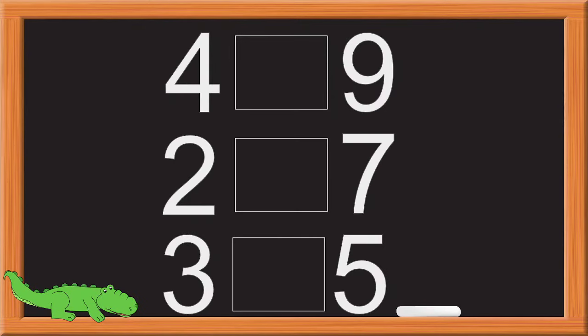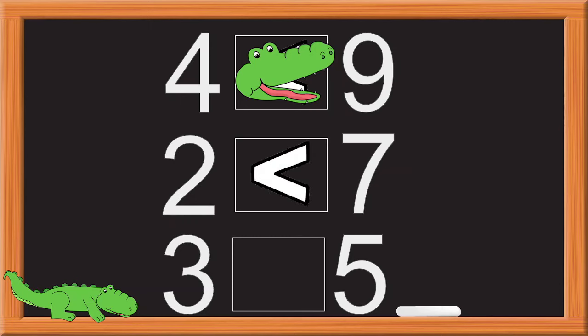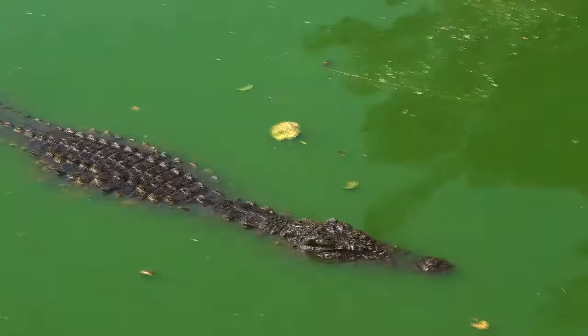Let's try some number sentences. 4 and 9 are not equal. Is 4 greater than or less than? You're right, it's less than. So the smaller end faces the 4. That's what it would look like if it was an alligator, chomping on the bigger number. Now we have 2 and 7. They're not equal. Is 2 less than or greater than? It's less than. And what about 3 and 5? They're not equal. Is 3 less than or greater than? It's less than. So the smaller end points towards the 3.